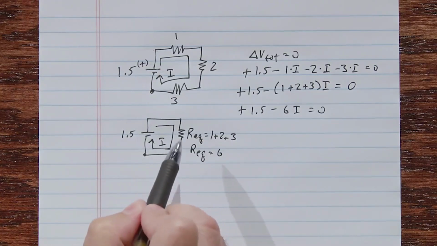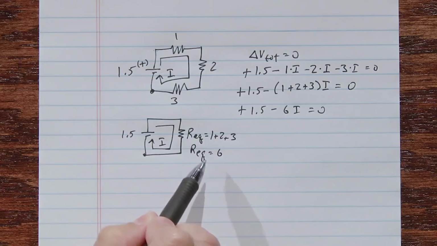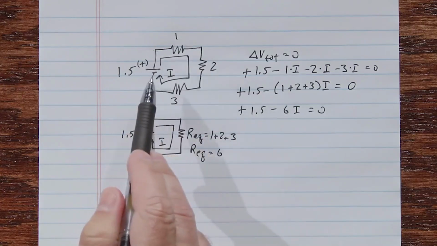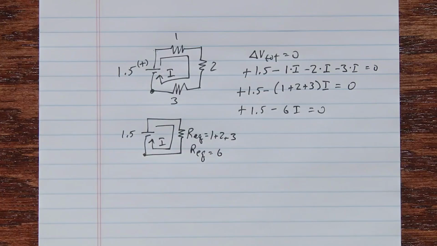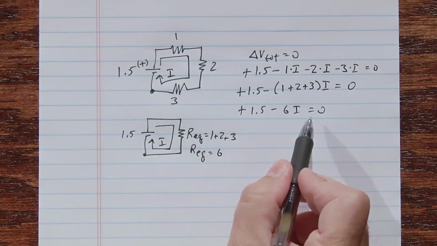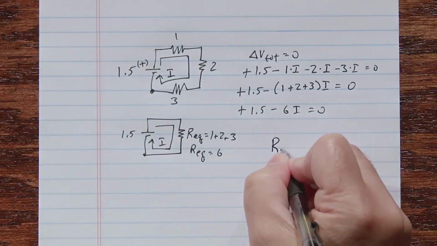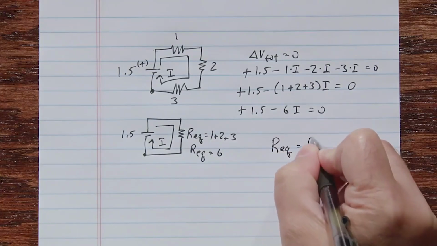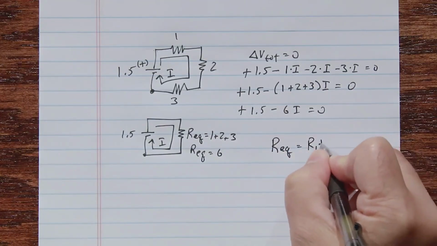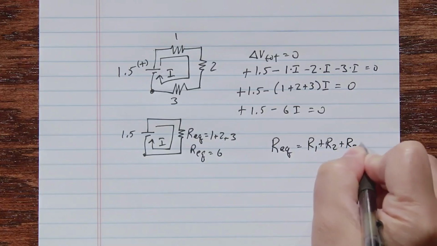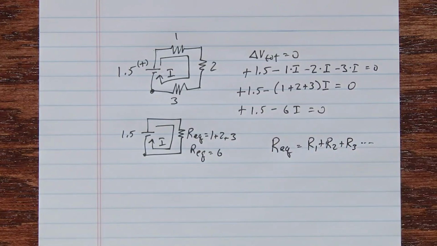So the Kirchhoff's voltage law is exactly the same for this circuit with the 6 ohm resistor as it is for this circuit with a 1 and a 2 and a 3. So we would get the same equation in both cases. So if these circuits obey the same equation, then they are equivalent. So R equivalent for resistors in series is resistor 1 plus resistor 2 plus resistor 3, and so on, however many resistors you have. We could have had more resistors and it would have worked out the same. So those are resistors in series.